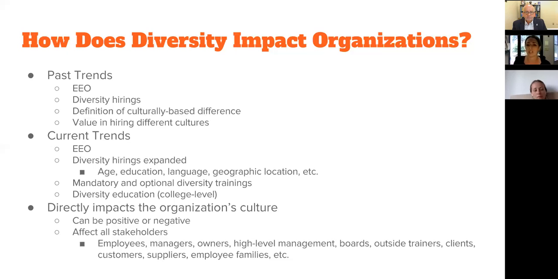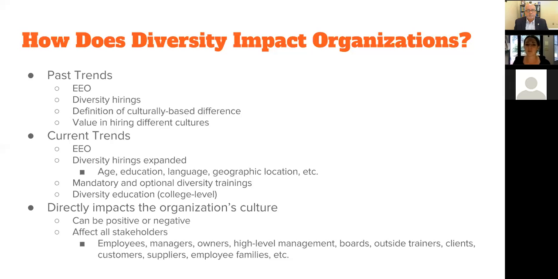Currently, we're still seeing that swing of equal employment opportunity, but it's expanded. So we're moving beyond things like race and ethnicity. We're now starting to include things like age differences, education differences, language, geographic location, and a multitude of other things. So that EEO is still there, but it is expanded. Beyond that, we're looking also at both mandatory and optional diversity trainings that organizations are implementing. And this last one is my favorite, diversity education at the college level.